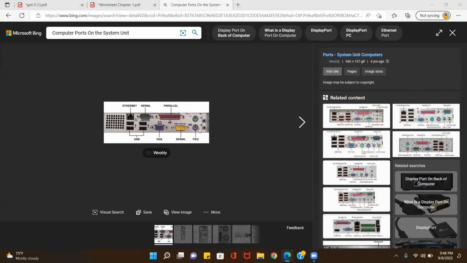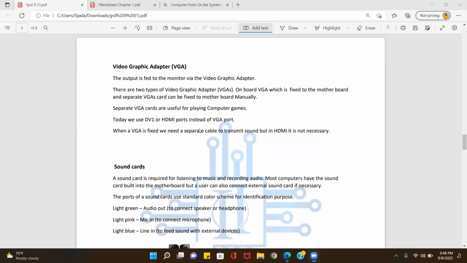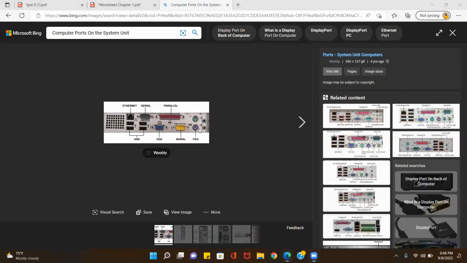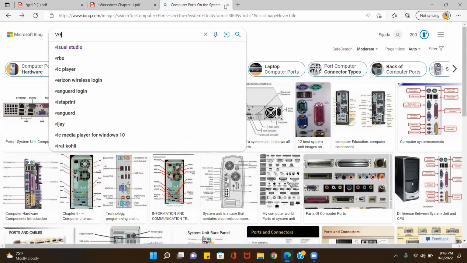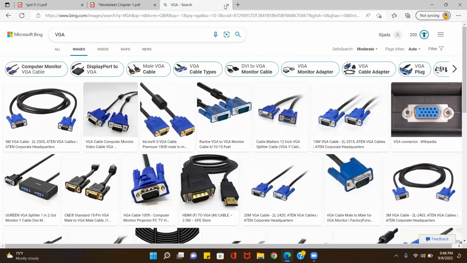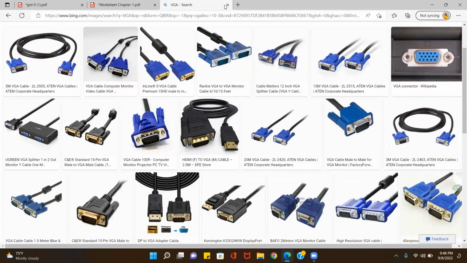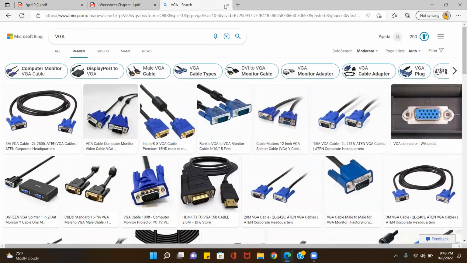So if you see a VGA, a video graphic adapter, you actually have 3 ports. Now in this picture, you have only the VGA port. You have 3 ports called the VGA port, HDMI port, and DVI port. I'll show you that as well. This is a VGA port. It looks somewhat like a mouth.